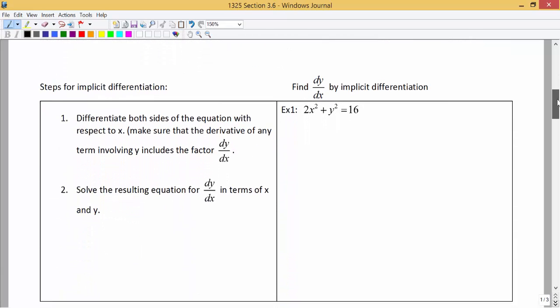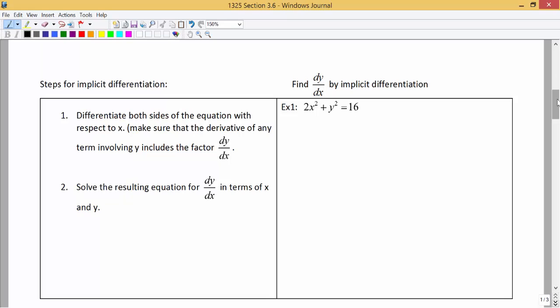Okay, so here's a problem and some steps side by side. First of all, we're looking at example 1. We're looking to find the derivative of, we have 2x squared plus y squared equals 16. We're looking to find the derivative of y with respect to x. First thing we're going to do is differentiate both sides of the equation with respect to x. So we're going to look at each term separately, and we're going to use the same rules that we've been using all along. So 2x squared. The derivative of that, of course, using our power rule, would be 4x.